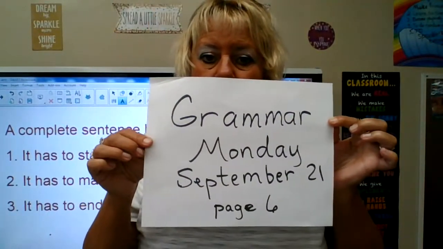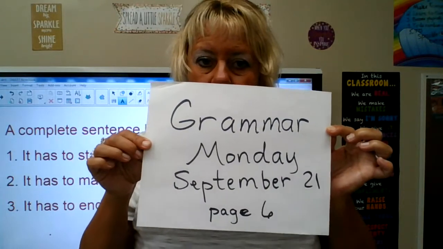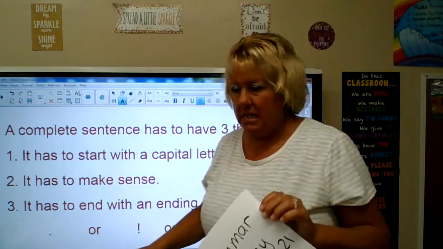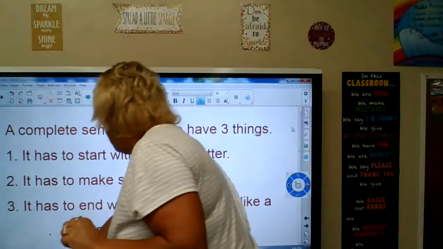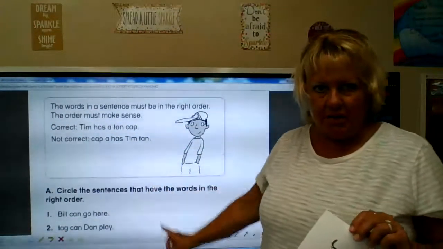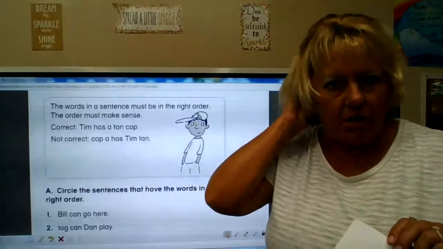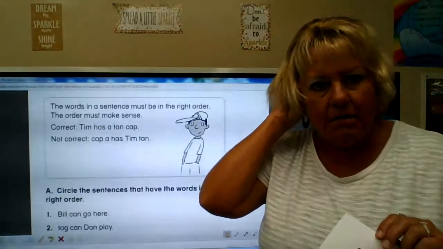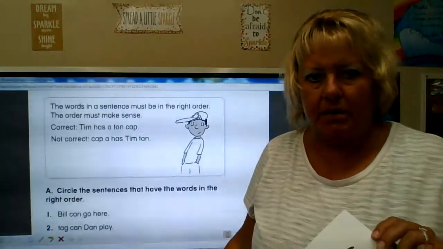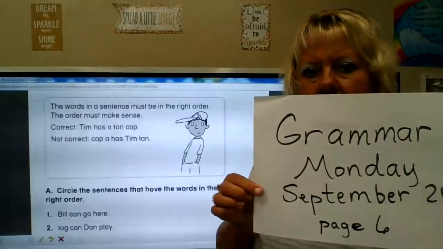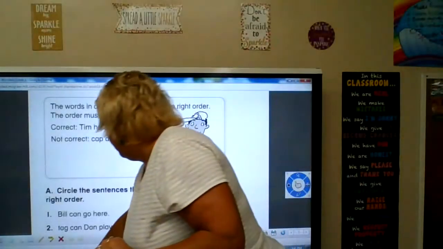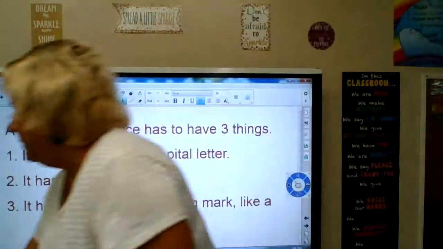Grammar, Monday, September 21st, page 6. And this is going to be a review sheet. This is what your paper is going to look like. So you should have it in your blue folder or your packet, so you can get it out because we're going to be using it for grammar today. But first, we're going to review a few things from last week.